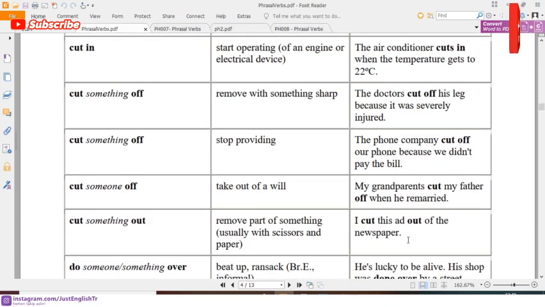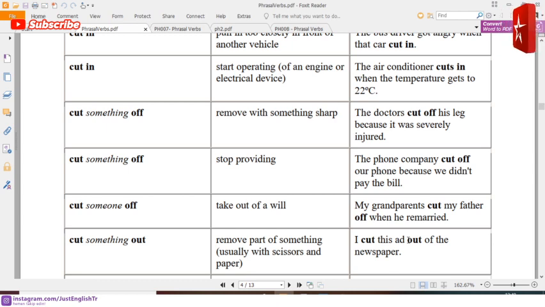And let's learn new ones related to cut off and cut out. Cut something off means remove with something sharp, like the doctors cut off his leg because it was severely injured. Yes. And next one, cut something off, means stop providing.